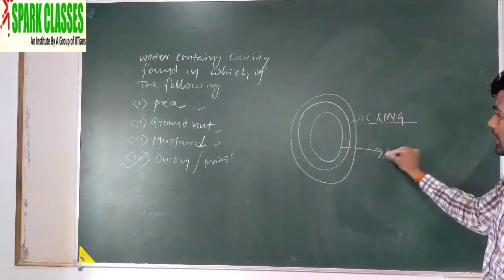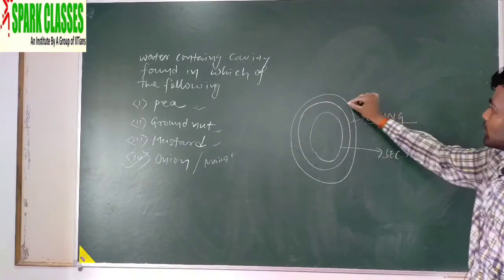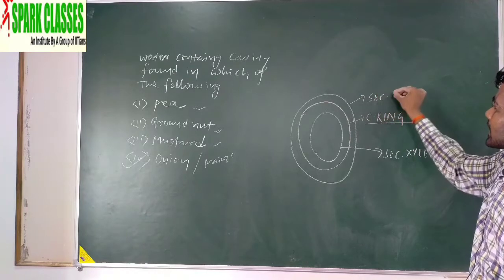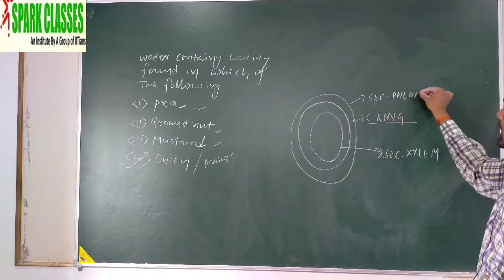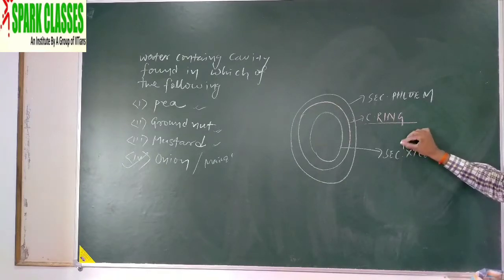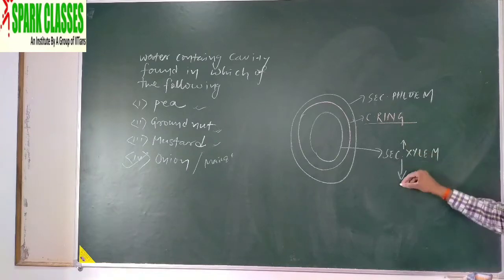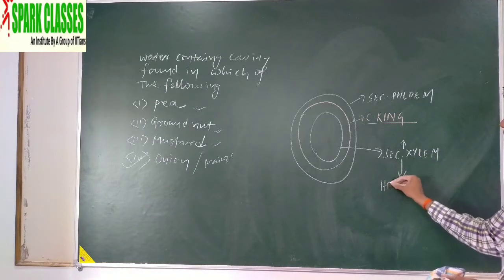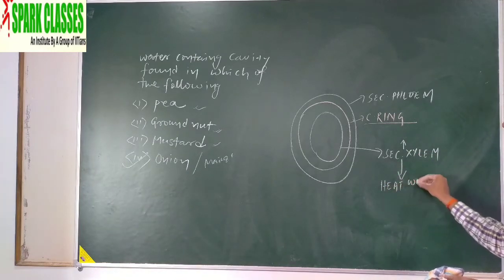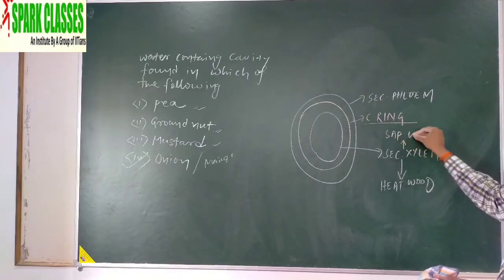Inside there is a secondary xylem. Outside what is present? Outside, secondary phloem. Again, secondary xylem has two types, secondary xylem outer and secondary xylem inner. Secondary xylem towards the inner side, the center, is called heartwood, and towards the outer side it is called sapwood.